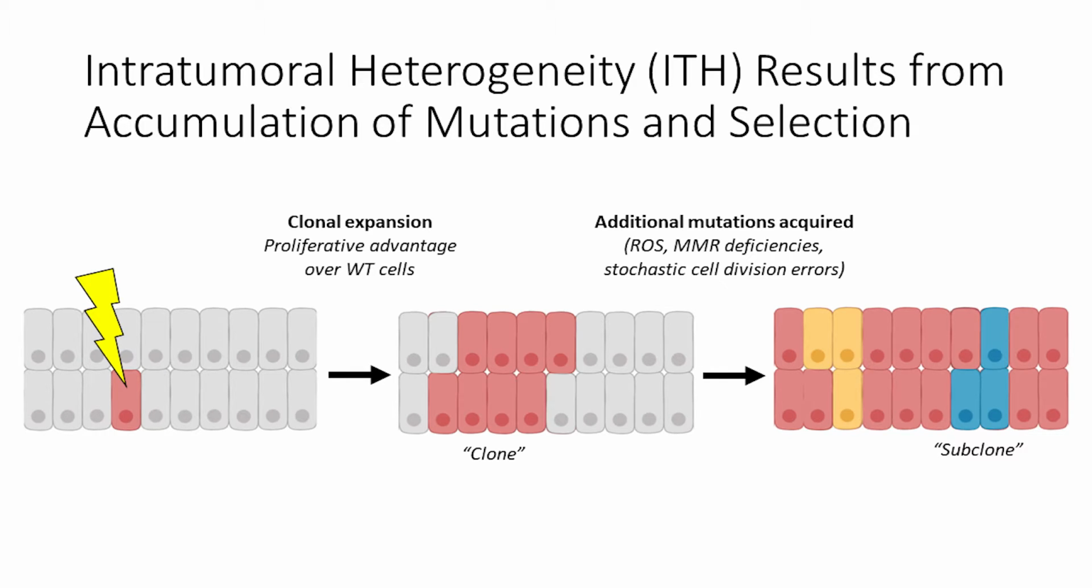Tumor heterogeneity is a term used to describe the genetic diversity that we see among cells within a tumor. Although most tumors begin from a single mutant cell, over time, cells will acquire additional mutations, leading to a tumor that's comprised of several genetically distinct but related subpopulations termed subclones.